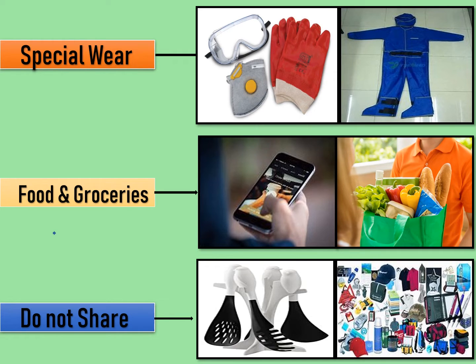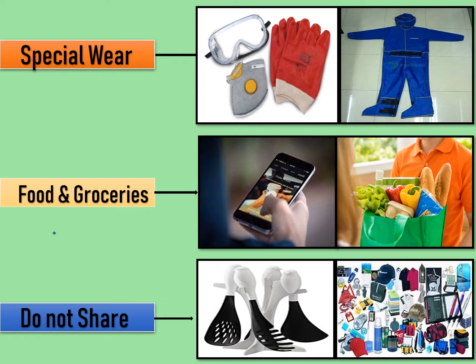Okay, what are they supposed to do? After self-quarantine, they need to have special wear like hand gloves, goggles, a mask, and if possible, a kind of bodysuit also. This is not only for our own protection, but it also gives protection to others. That's what everyone should remember.